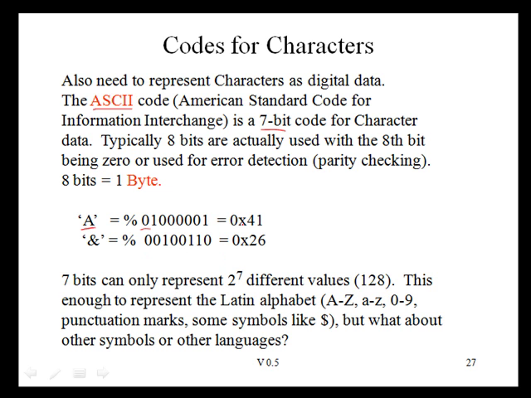A capital A is a 0x41 in hex, and an ampersand symbol is a 0x26. With 7 bits, I can represent 128 different values, and that's plenty to represent capital and lowercase letters, as well as digits, as well as punctuation marks and other special symbols.